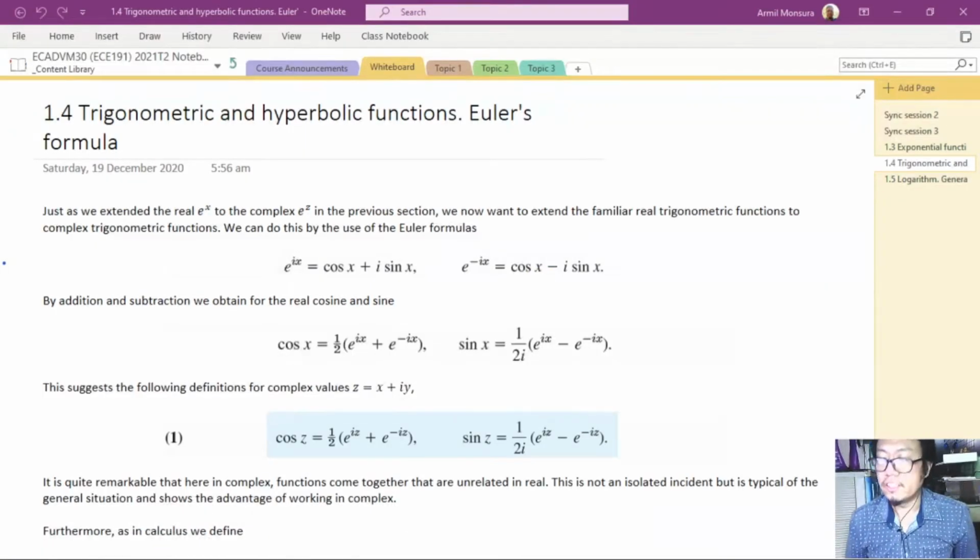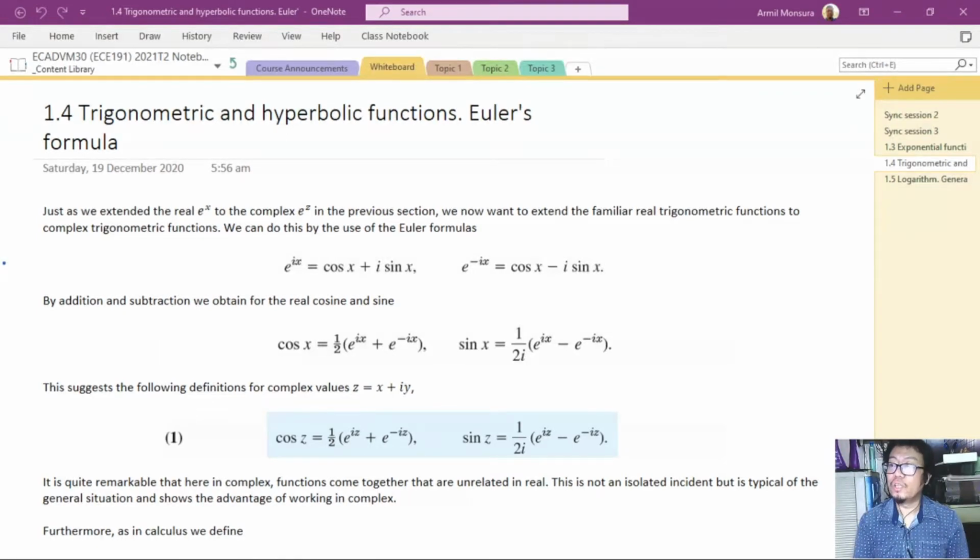Okay. So at this part of the lesson, we will discuss how we evaluate trigonometric and hyperbolic functions whose arguments, or whose inputs, are complex numbers.